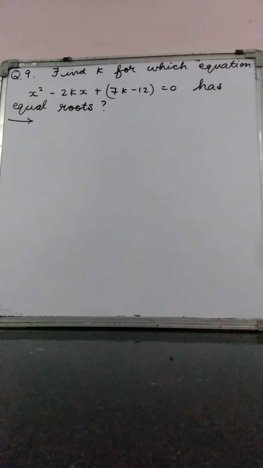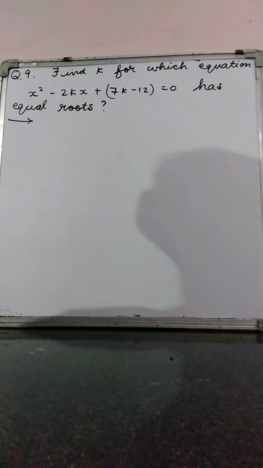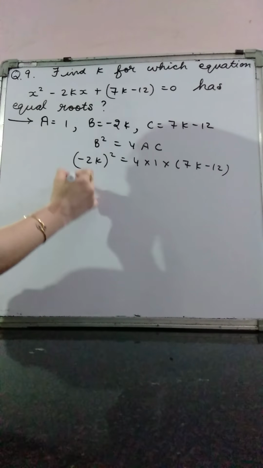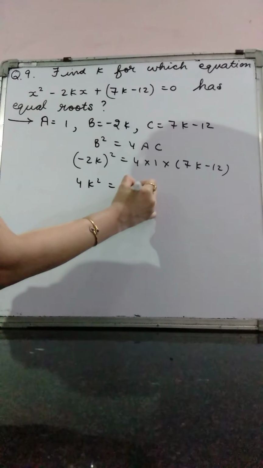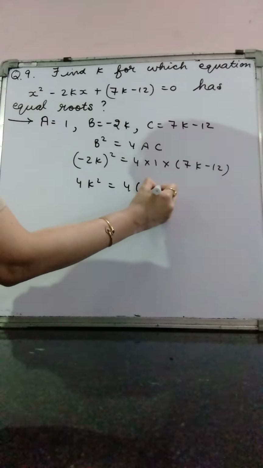Now ninth question is find k for which this equation has equal roots. Compare: the value of a is 1, the value of b is minus 2k and the value of c is 7k minus 12. Now apply the condition for equal roots, that is b square is equal to 4ac. Substitute the values. Minus 2 square is 4. Cancel 4 and collect all the terms in the LHS.